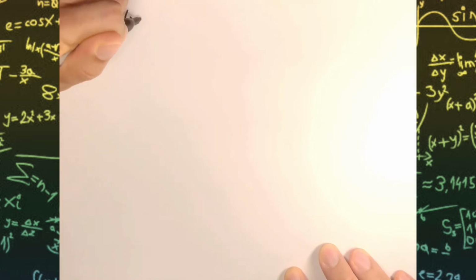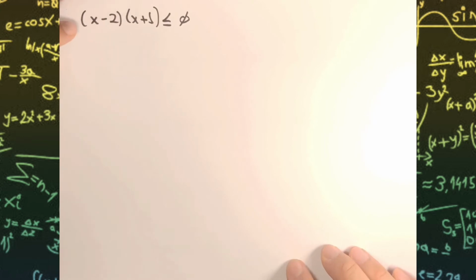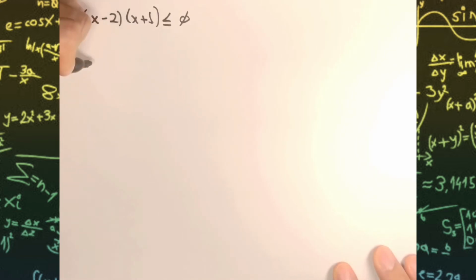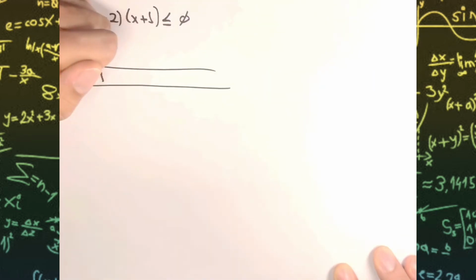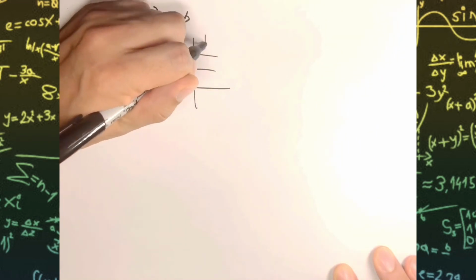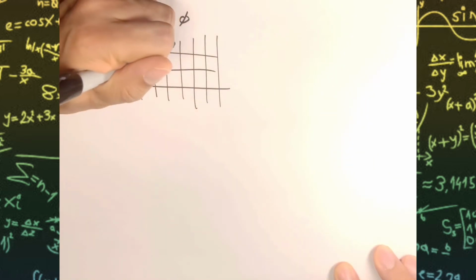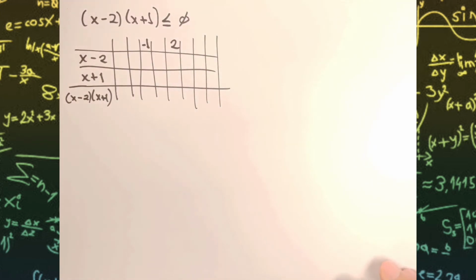And here's our equation. X minus 2 times x plus 1 less than or equal to 0. And now we have to do the study of the signs. When is this expression less than or equal to 0? Which means when is the expression negative? So the expression is going to be negative when the factors have opposite signs, because we have two factors. Okay, so we separate the factors and we have the multiplication of them at the bottom. And we put the factors on top, minus 1 and 2.